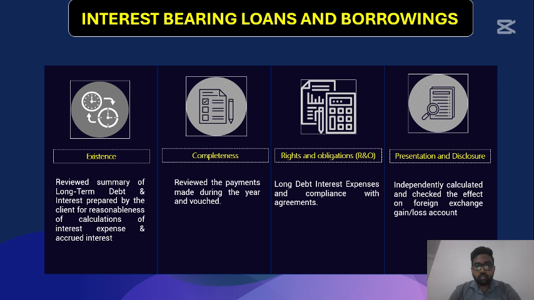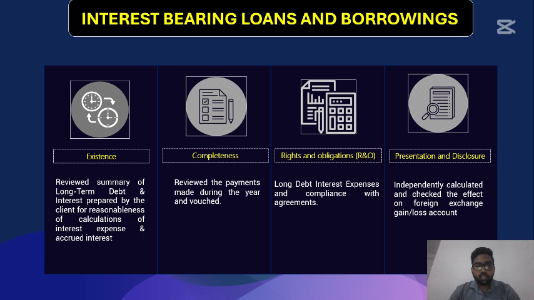Completeness: reviewing payments made throughout the year helps to confirm that all financial obligations have been properly recorded. Written obligations: it is crucial to assess whether interest expenses align with contractual agreements, ensuring legal and financial compliance. Presentation and disclosure: finally, independent calculations help assess the impact of foreign exchange fluctuations, ensuring the transparency of financial reporting.